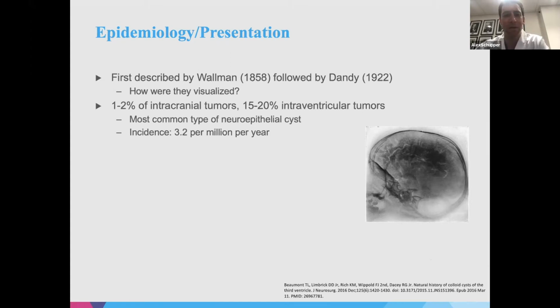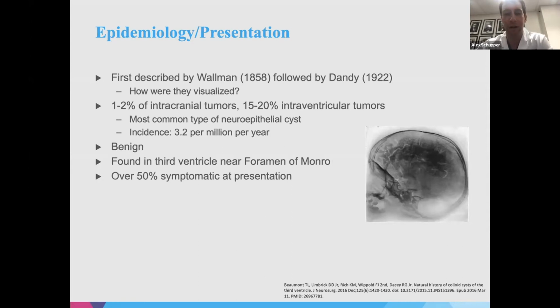They're not very common. They're only around 1% of intracranial tumors, but a significant portion of intraventricular tumors, some reports have up to 20%. The most common type is neuroepithelial cysts, and a little over 3 per million are diagnosed annually. They are benign lesions. We'll talk about the pathology in a minute. And they're found in the third ventricle near the foramen of Monro.